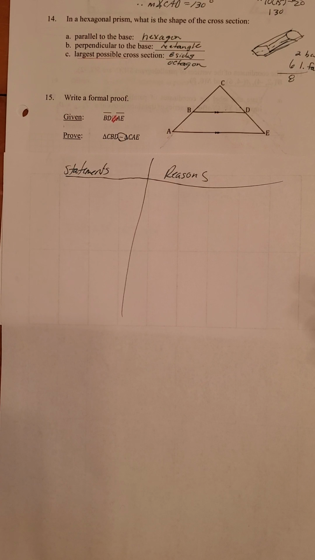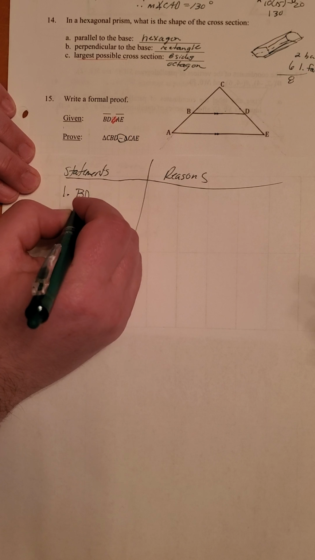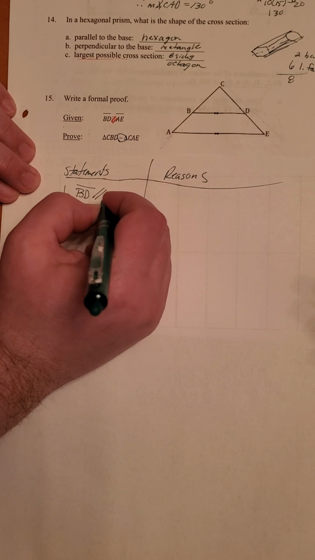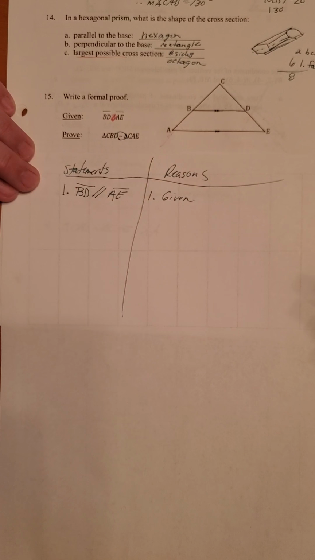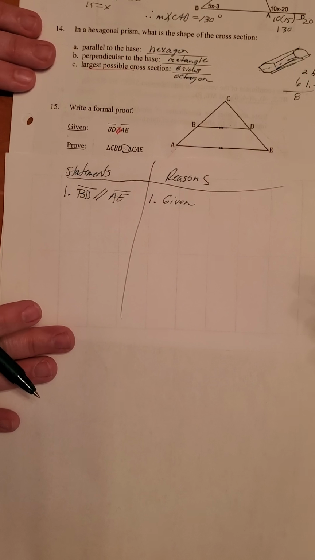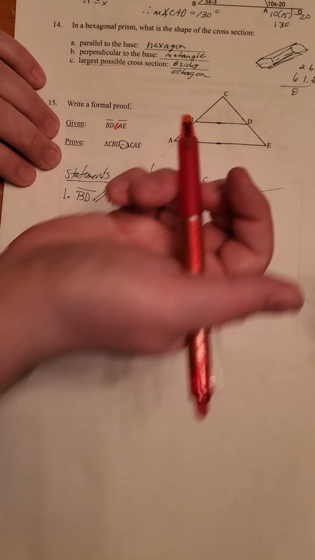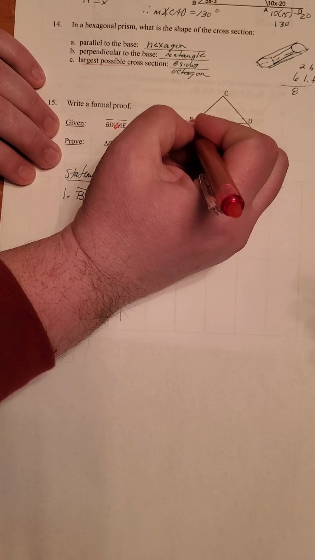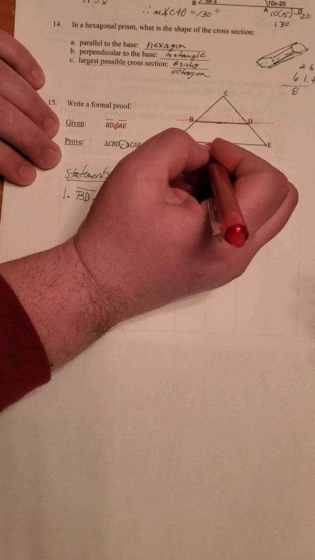Okay, so the first thing we're going to do is we always start with the givens. So we have to label them down here. So BD is parallel to AE, and that is a given. Okay. Number 2, we're going to use that. We're going to say, all right, in looking at the picture, if I know that BD, and I'm going to extend these lines, BD is parallel to AE.